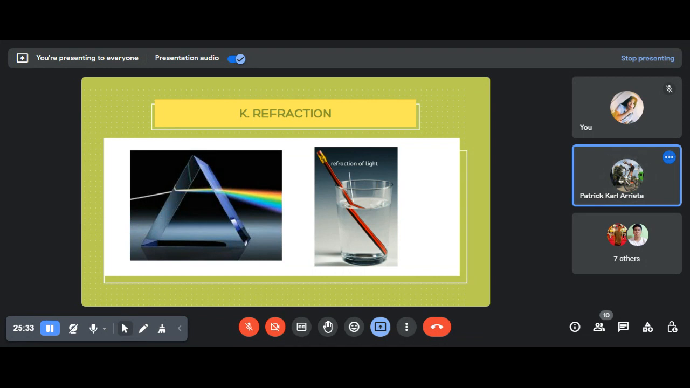Refraction is the bending of light. It also happens with sound, water, and other waves, as it passes from one transparent substance into another. This bending by refraction makes it possible for us to have lenses, magnifying glasses, and rainbows.